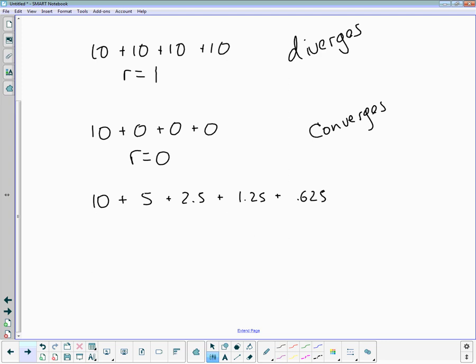0.625. Smaller. Smaller. And smaller. And smaller. Wait a second. Does it converge? Well, let's think about it. Let's go back to ancient Greece. There was this guy named Zeno, and Zeno's paradox. Have you ever heard of Zeno's paradox? You might have heard about it in TOK. There are several of Zeno's paradoxes. He came up with a couple.